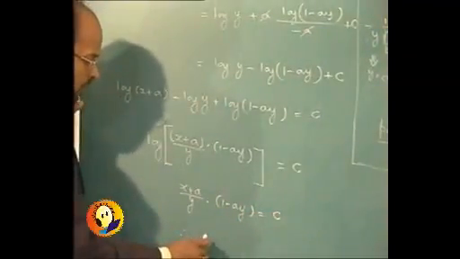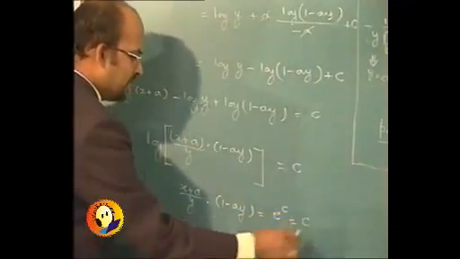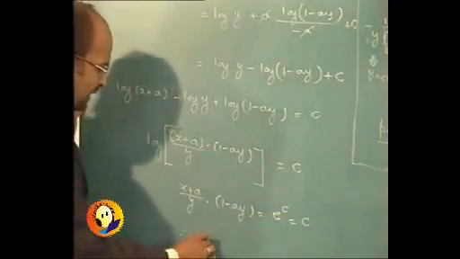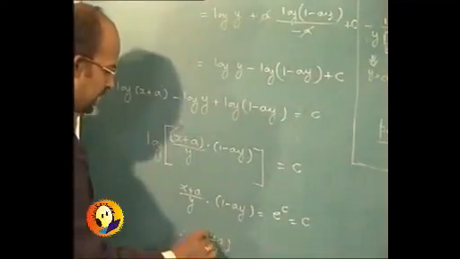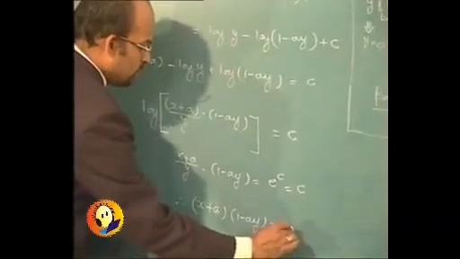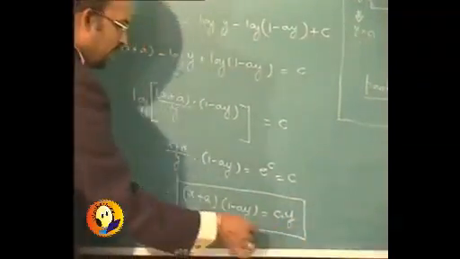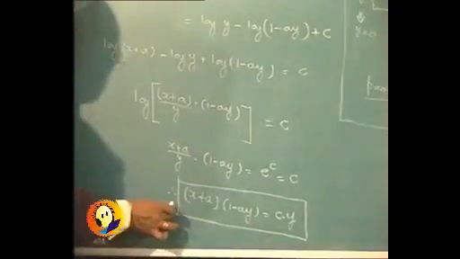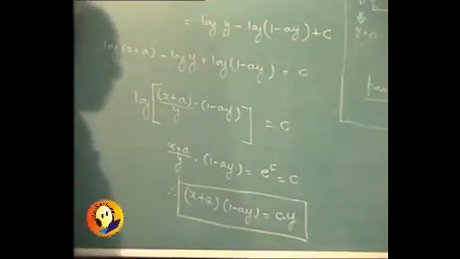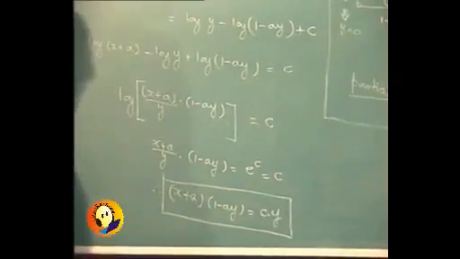And therefore, of course, it was equal to e raised to c, which can be very well written as c. And so the final answer comes out to be x plus a into 1 minus ay equal to c into y, which is the solution of the given differential equation. So the procedure is simple and straightforward.